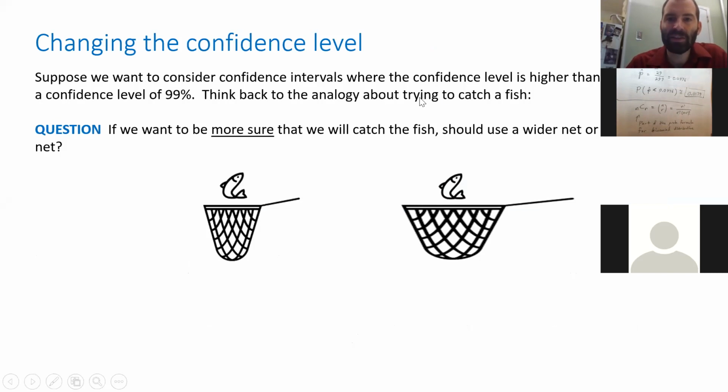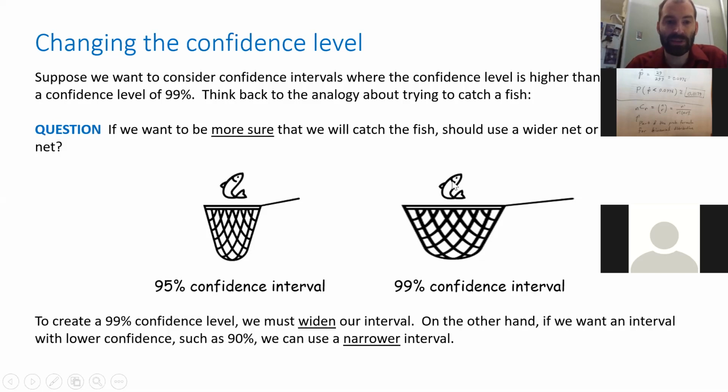So think back to the analogy about trying to catch a fish. If we want to be more sure, 99% sure instead of 95, that we catch the fish, should we use a wider net or a narrower net? Well, of course, a wider net. A wider net will be more likely to catch the fish, right? So we're going to have to widen our interval, make it bigger, in order to get a 99% confidence interval. So to create a 99% confidence interval, we must widen our interval.